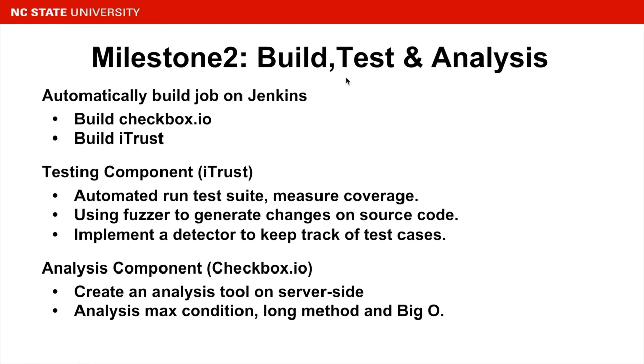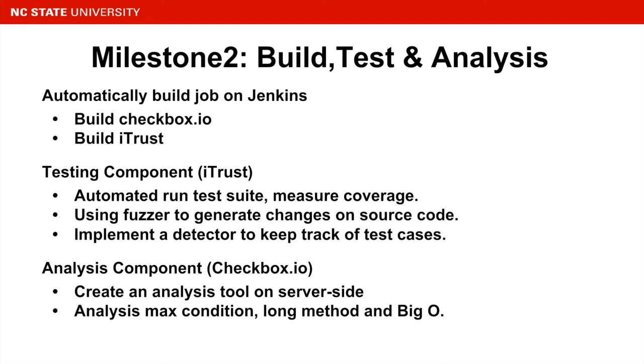Our milestone 2 is about build, test, and analysis. We use Jenkins to build these two programs. We use an XML file to create the job and then build it. We also have two components. The first is the test component for iTrust. We automatically run the tests, and then we use a Jenkins plugin to measure the coverage. We also use Python to randomly change the source code, and then we test the new code. Because of this, we can implement a detector to see which tests are useless.